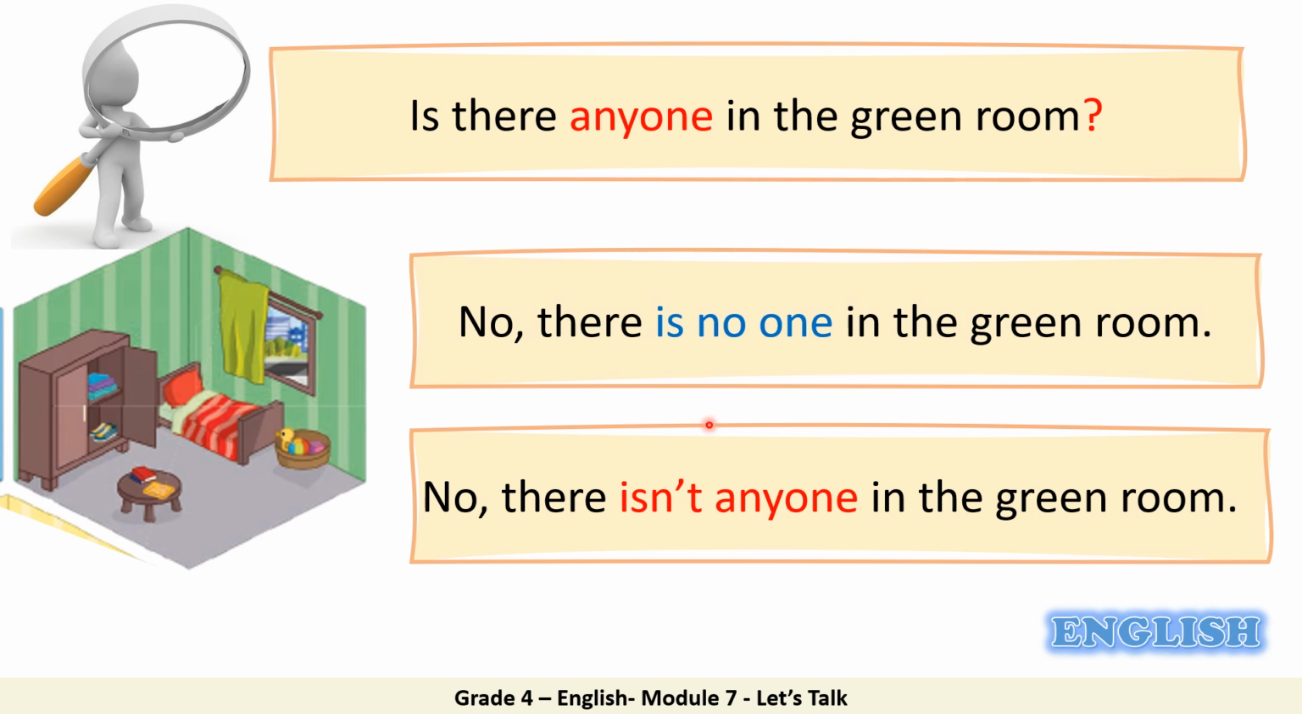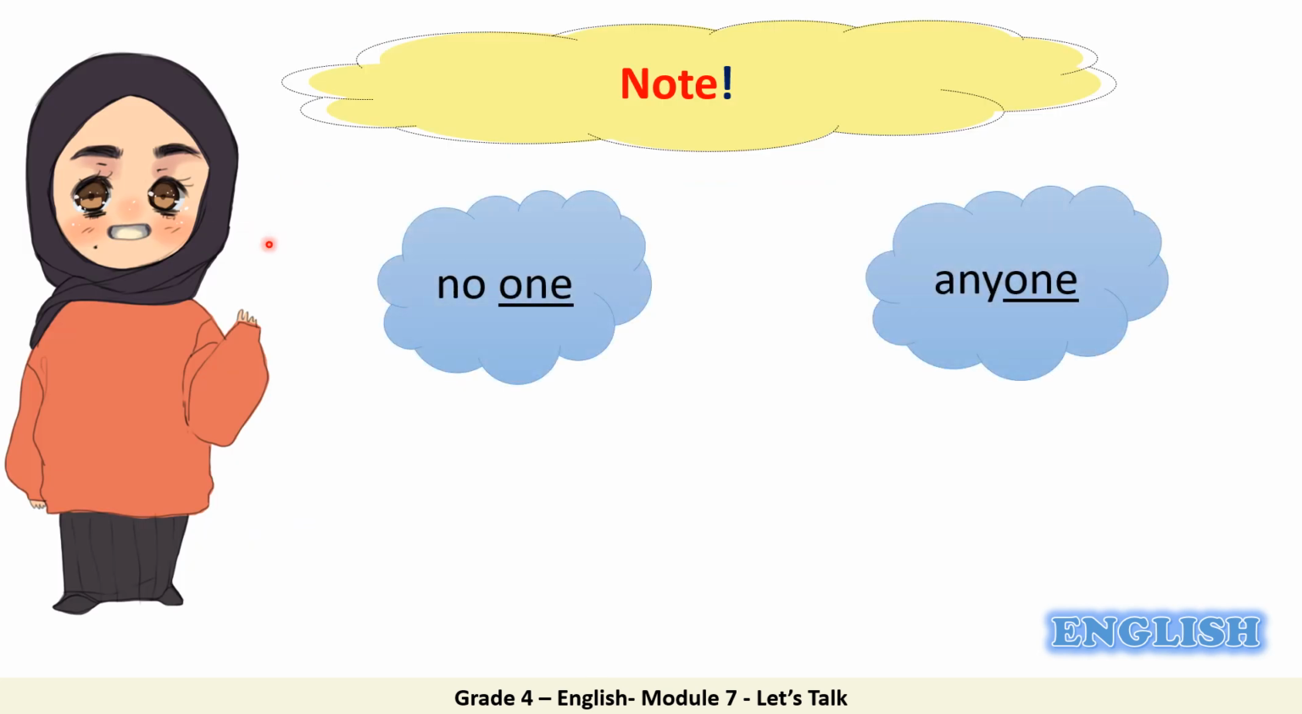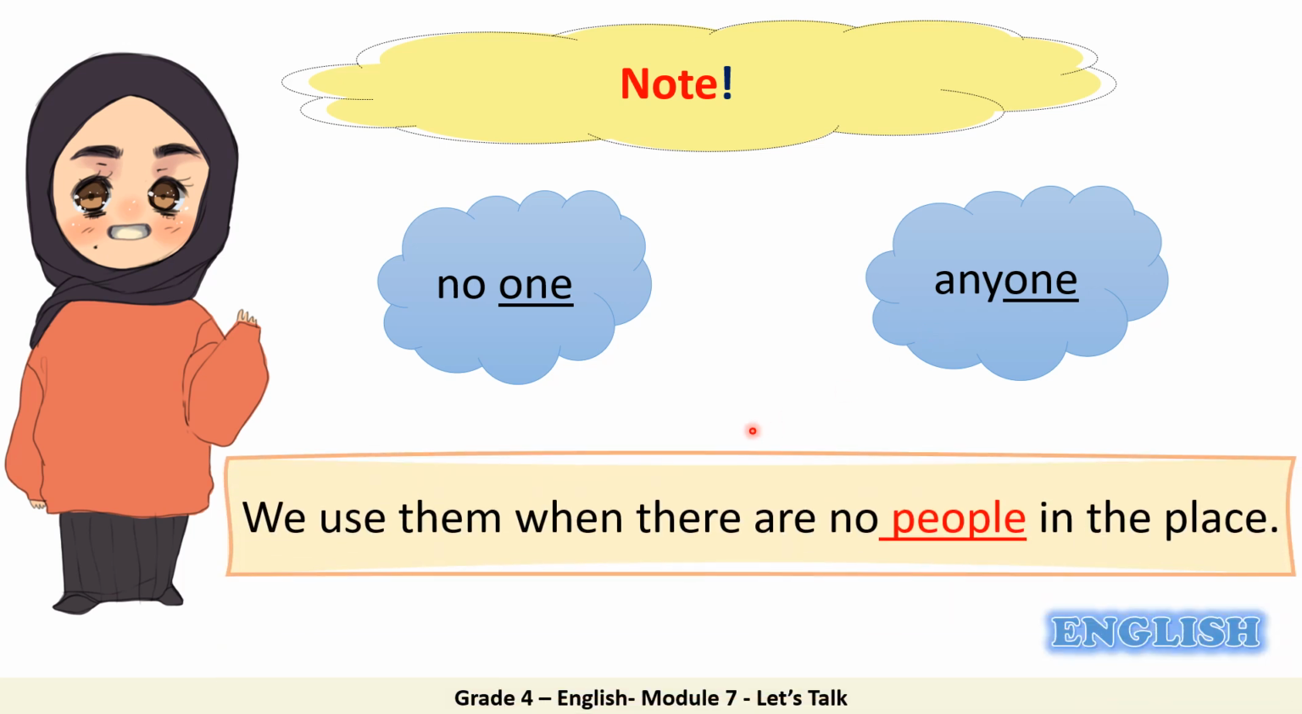You can see here we have 2 ways of answering. When the verb is in the affirmative form, we use no one. When the verb is in the negative form, we use anyone. We also use anyone with questions. Have you noticed also that both words, no one and anyone, end with one? This means that they talk about people. And since they start with no and any, it means that we use them to talk about people who are not in that place.